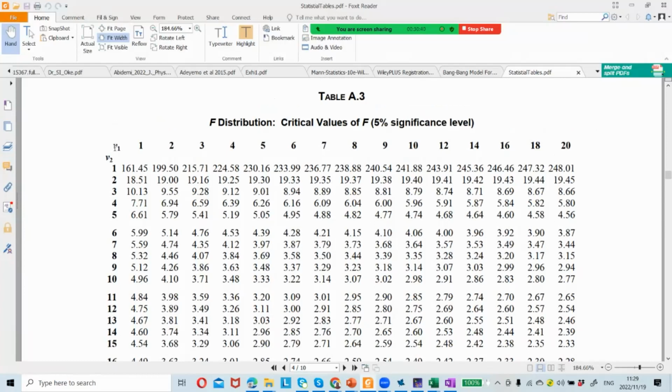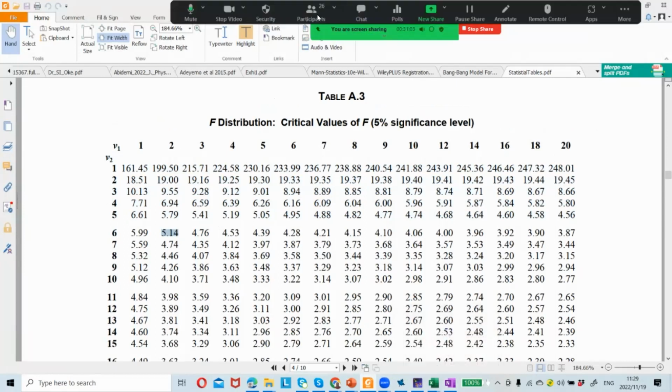Look at it. V1 and V2. V2 is the vertical, horizontal is the V1. So go and check 2 under 6. What do you have? 5.14. 5.14. Thank you. So, any question before we leave this place?